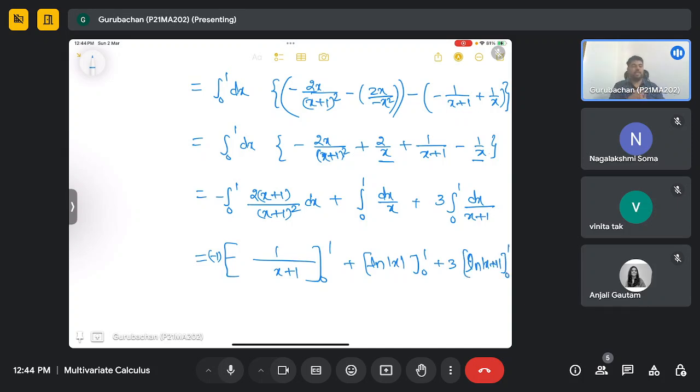Now tell me whether we have made any kind of error or this is correct, because ln 0 is minus infinity. So from that, can we conclude something, or do we have to check it again, whether we have made some error or we are doing it correctly? Check it.